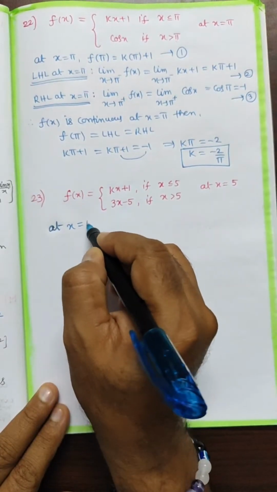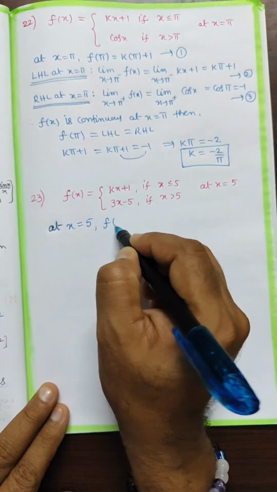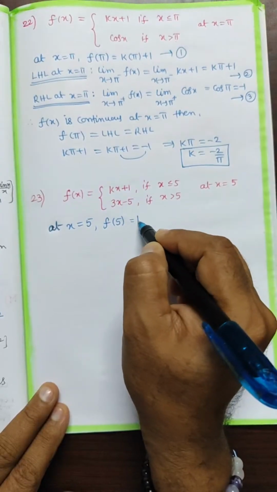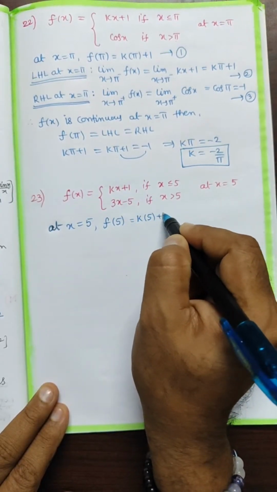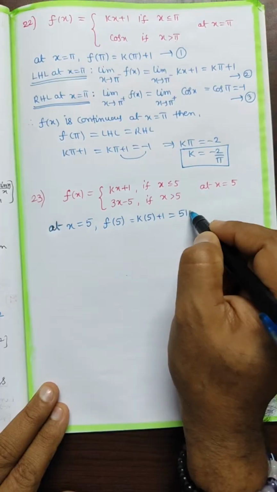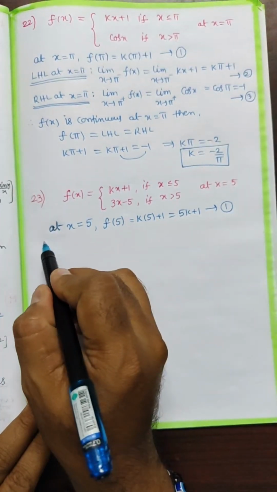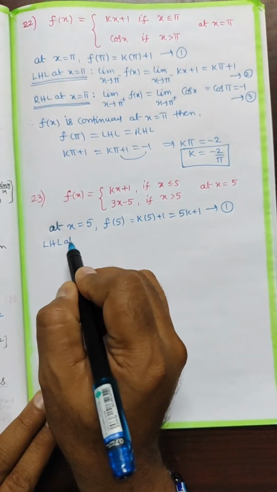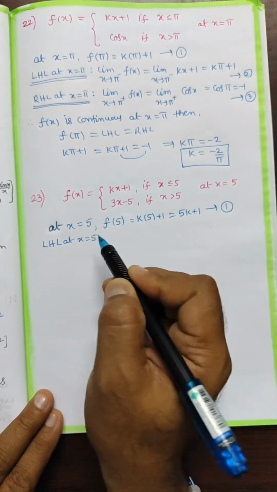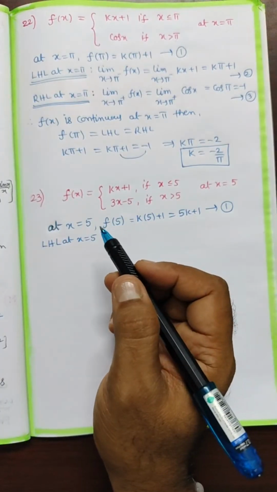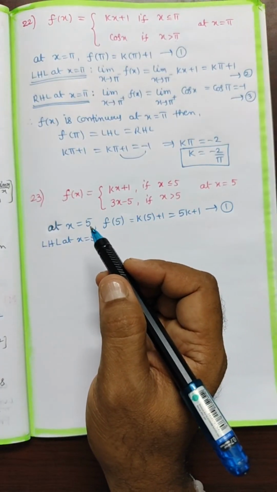At x is equal to 5, the function value f of 5 is equal to k into 5 plus 1, which is equal to 5k plus 1. Keep that equation number 1. Next, LHL at x is equal to 5. Left hand limit. Okay, dear students.